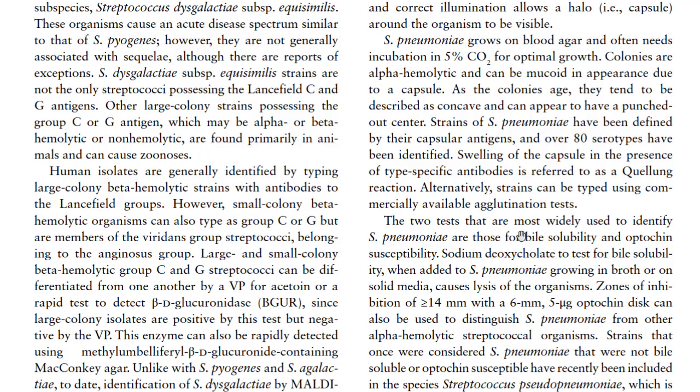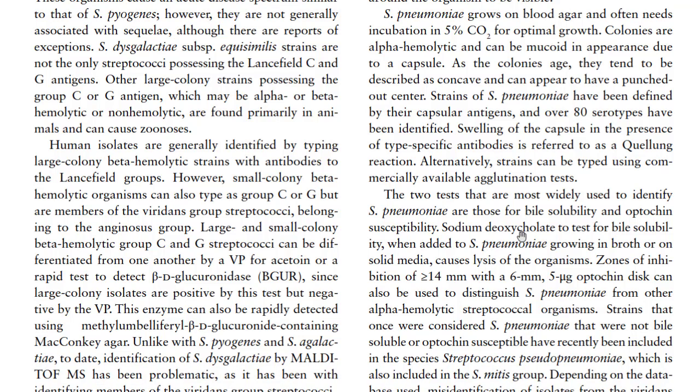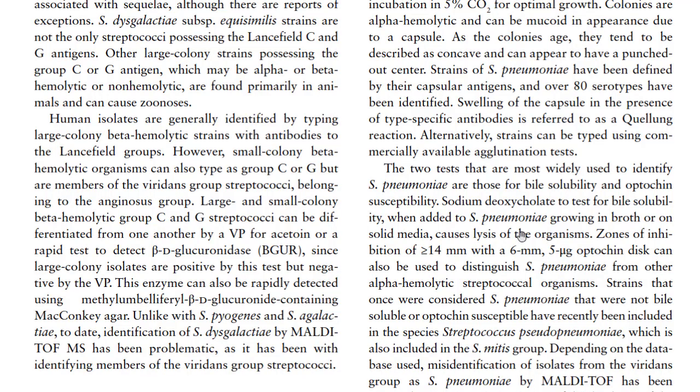Swelling of the capsule in the presence of type-specific antibodies is referred to as the Quellung reaction. Alternatively, strains can be typed using commercially available agglutination tests. The two tests that are most widely used to identify strep pneumoniae are those for bile solubility and optochin susceptibility.